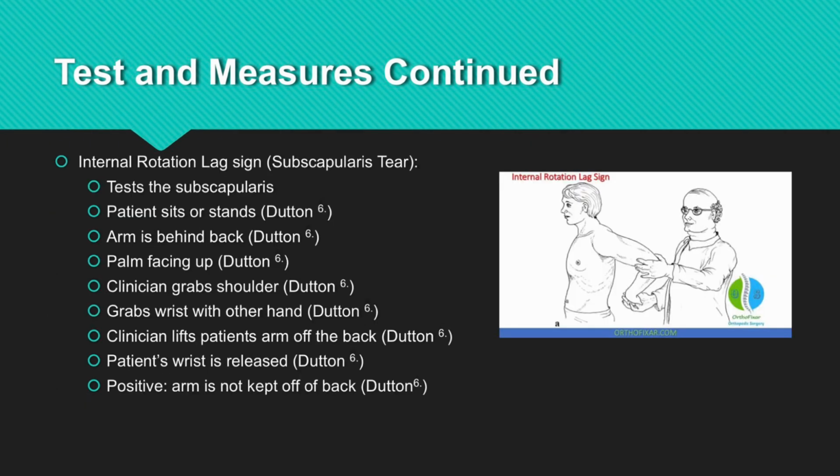Next, I did the internal lag sign, which tests for a subscapularis tear, and that's just listing the different positions of how the patient and the clinician would be. Basically, if the patient releases their wrist and can't keep it off their back, it is considered a positive test.